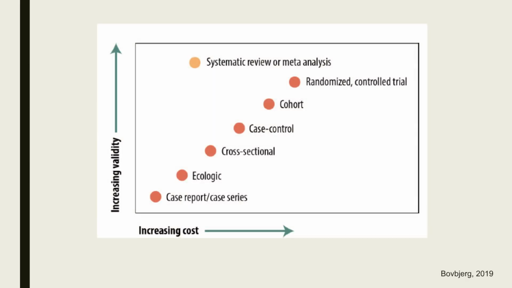Now let's compare study designs in terms of cost and validity. Observational studies, such as cross-sectional, case control, and cohort studies, are generally less expensive and easier to conduct. However, they may have lower internal validity because researchers cannot control for all confounding factors. In contrast, experimental studies like randomized controlled trials are more expensive and resource-intensive, but they provide higher validity, especially for establishing cause and effect relationships.